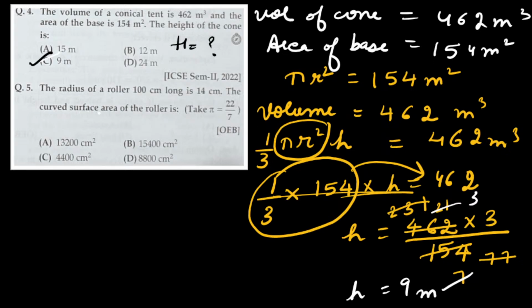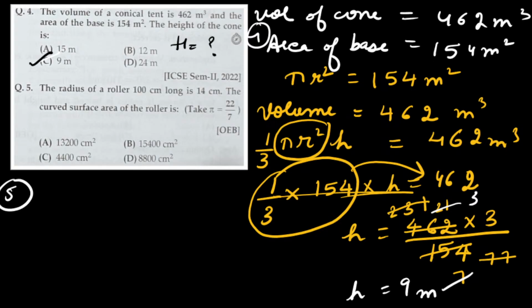Let's do now fifth question. So this was fourth one. So radius of a roller 100 centimeter long is 14 centimeter, the curved surface area of the roller. What will be the shape of the roller? Here something about roller they have mentioned. I want to know what is the shape of roller. Which type of solid is this one? Because we have to find curved surface area of roller. So roller is which type of solid? Cylinder, yes. So roller is cylindrical in shape.